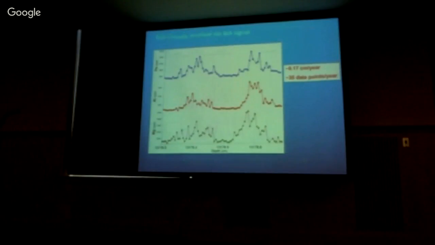If I zoom in on 2 years, the sample resolution is amazing. The annual thickness here is only 0.7 centimeters per year, and we can get 35 data points per year. So we can not just count individual years, we can also compare them to see similarities and differences between individual years, because they're not the same. Some years you have more dust, some years you have less dust, and we can also see the seasonal signal.